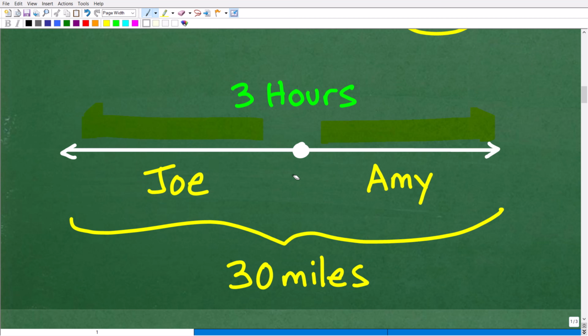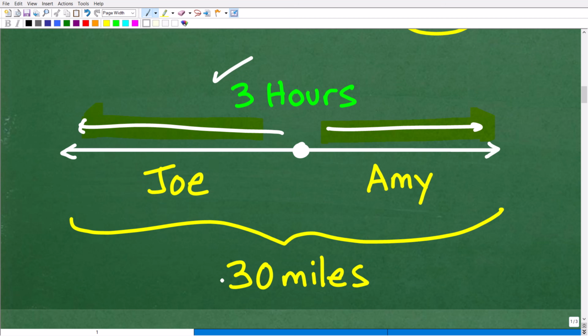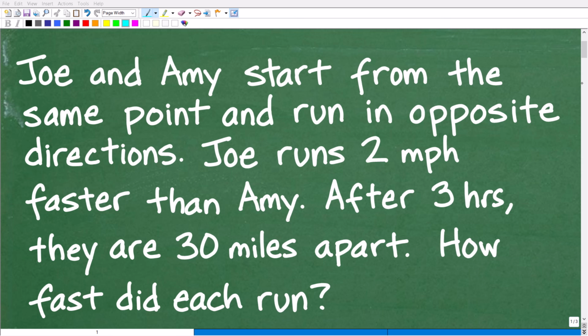Okay, so after 3 hours, they are 30 miles apart. Obviously, Joe is running this way, Amy's running this way, and after 3 hours, they are 30 miles apart. So this is part of the problem. This gives us a good start, but there are some other details in here, which is basically that Joe is running faster than Amy, so we're definitely going to need to use this piece of information to figure this thing out. But what is the question here? Well, the question is how fast is each person running?